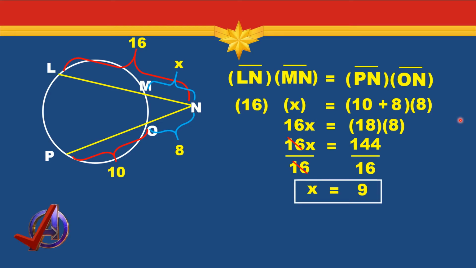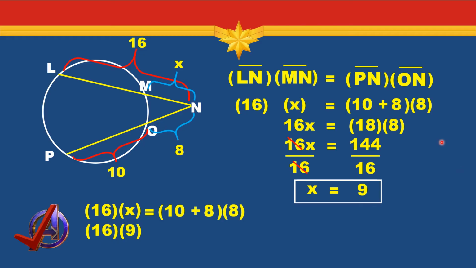Ayan. So, kung gusto natin i-check, let's see. Pag sinubstitute natin, we have 16x is equal to 10 plus 8 times 8. Pag pinalitan natin yung x ng 9, so we have 16 times 9, is it equal to 18 times 8? So, titingnan natin. Saan nga nakuha yun? Sinubstitute na natin yung value ng x into 9. So, 16 times 9 is 144, and 18 times 8 is 144, which is correct. Ayun. Let us have another example.